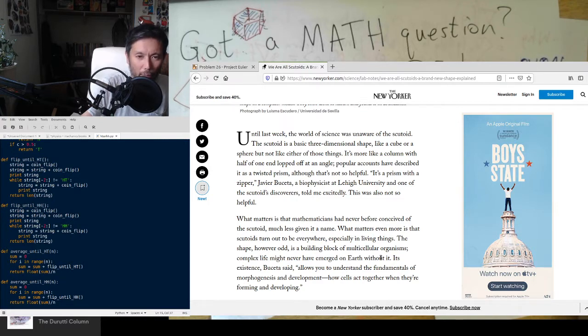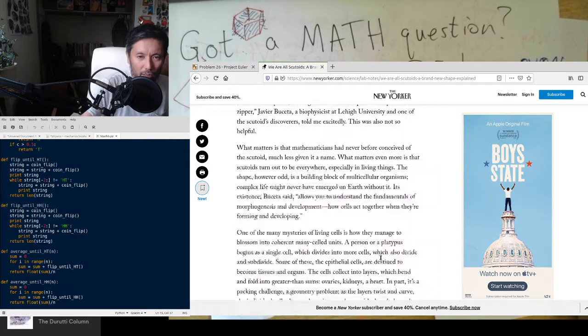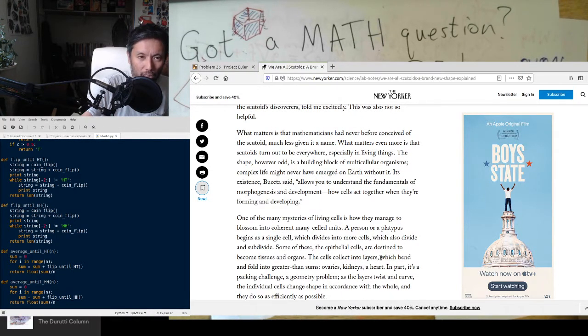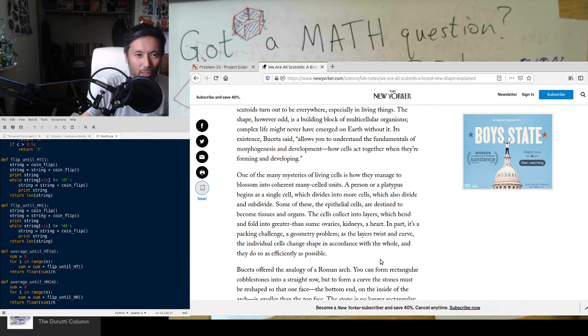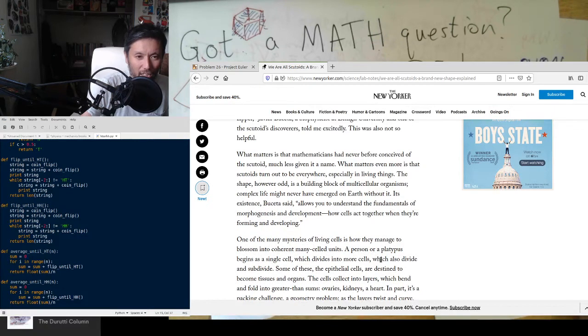What matters is that mathematicians had never before conceived of the scutoid, much less given it a name. What matters even more is that scutoids turn out to be everywhere, especially in living things. The shape, however odd, is a building block of multicellular organisms. Complex life might never have emerged on Earth without it. The hyperbole is quite thick.